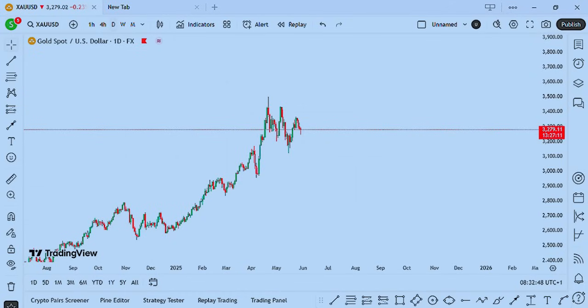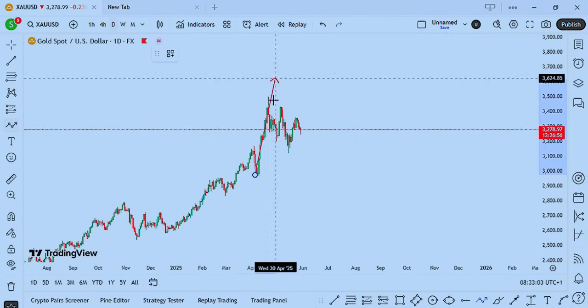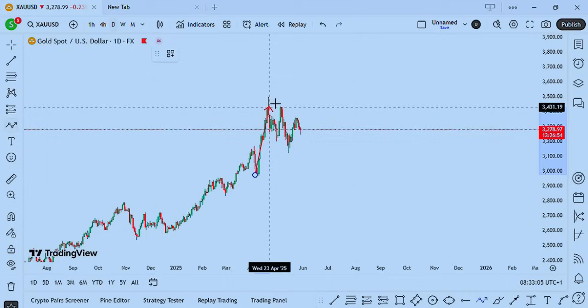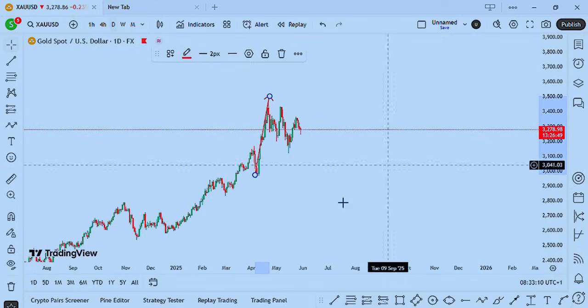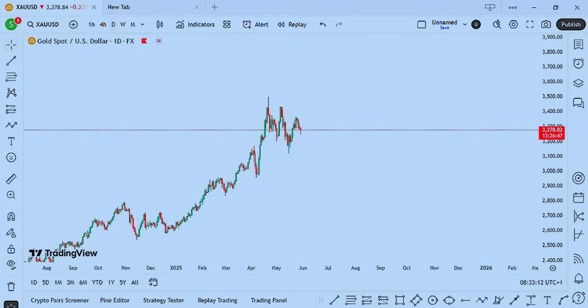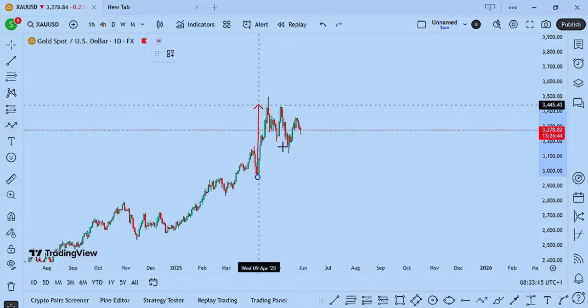Now on the gold trade, the reason why I was selling was when this market was making higher highs and lower lows, that is, higher lows and lower lows. The first higher high was here. The market then came back to give us a lower low.